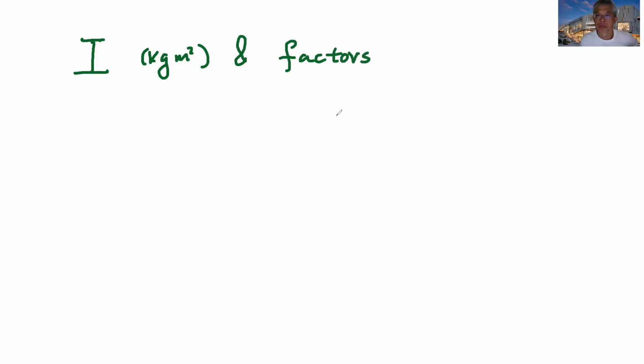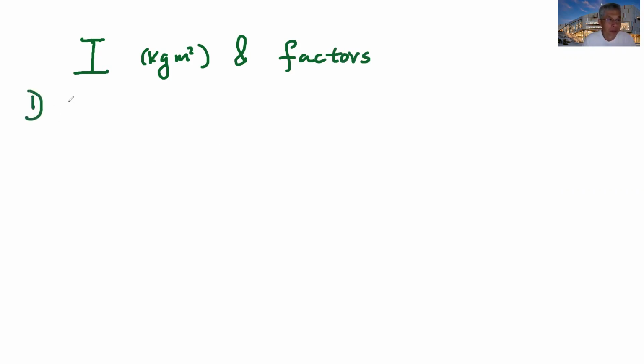Hello. So we're going to expand the moment of inertia a little bit and analyze it. The moment of inertia, I, has units of kg meter squared. And what are the determining factors, the factors that impact I? There are three things that we can think about.